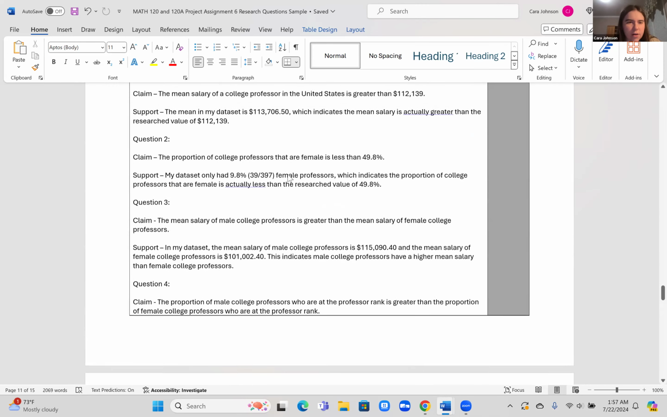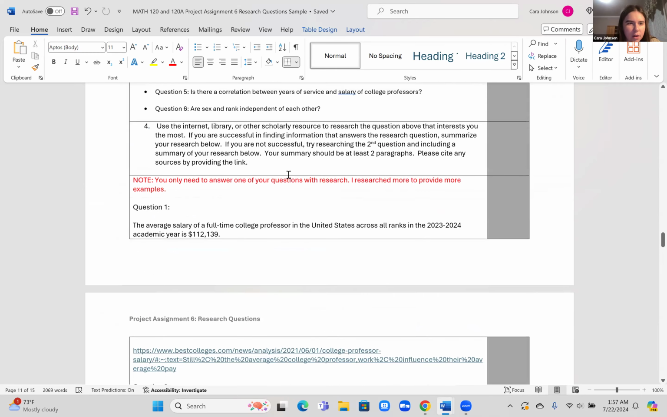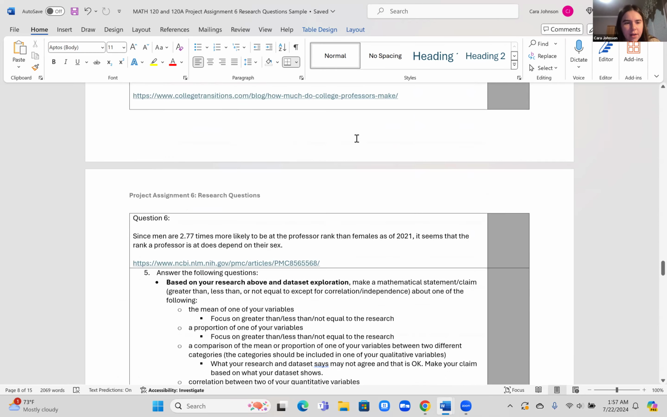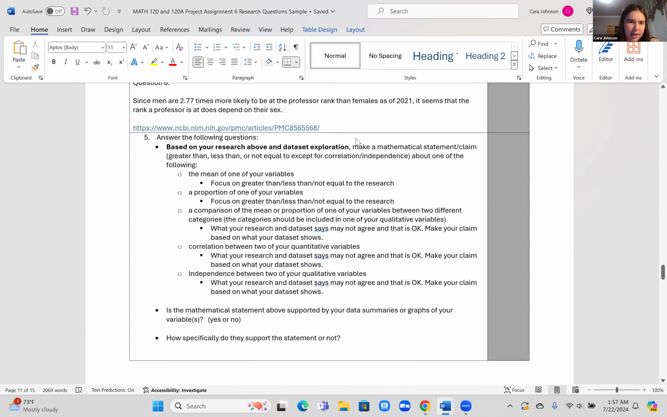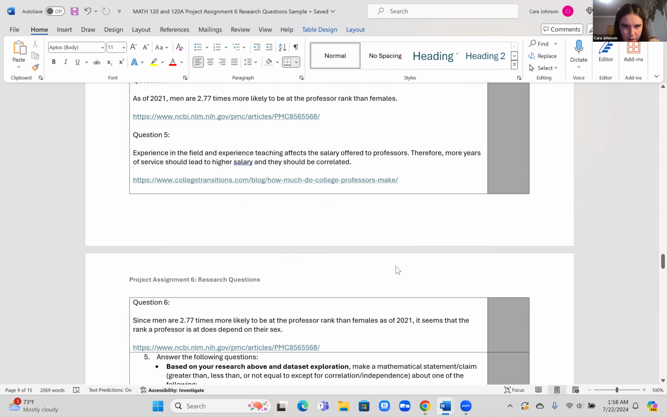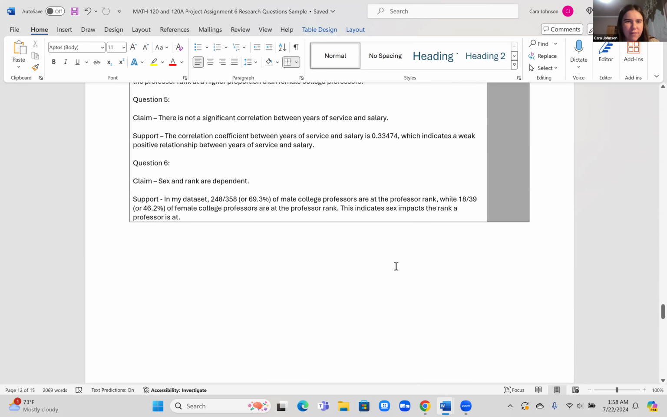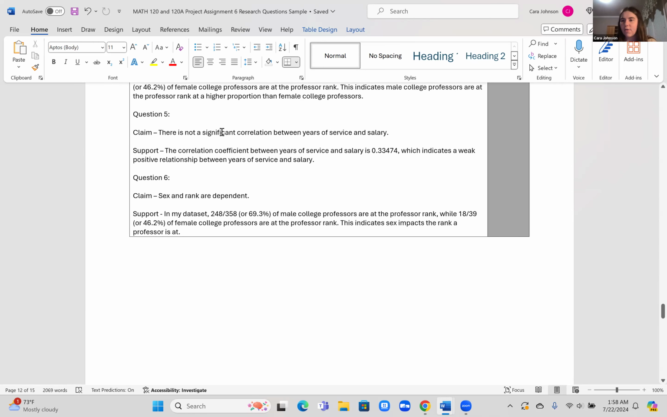And then the next question was about the correlation between years of service and salary. Once again, this one was a little different than my research. My research said that there was going to be a correlation. But when I did my scatter plot in Project 3, I found there wasn't a correlation. So this is one of those examples where you're going to make your claim based off what your data set is showing, not what the research is showing. My data set is showing that there's not a significant correlation between years of service and salary. The backup for that is that my correlation coefficient was very low, indicating a weak positive relationship. That came directly from my Project 3.